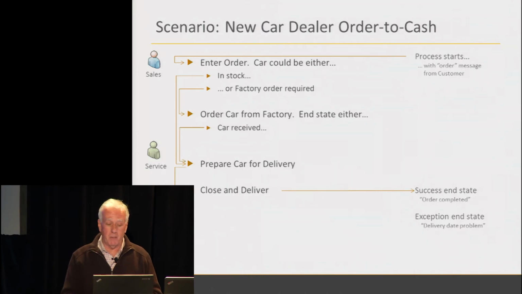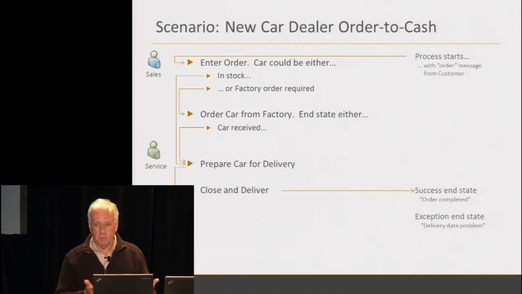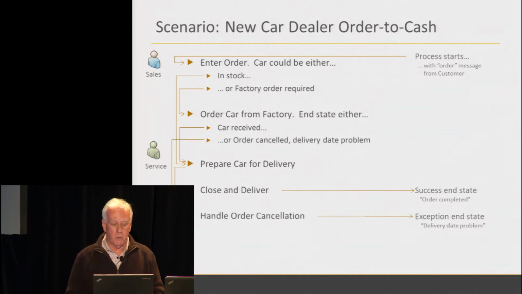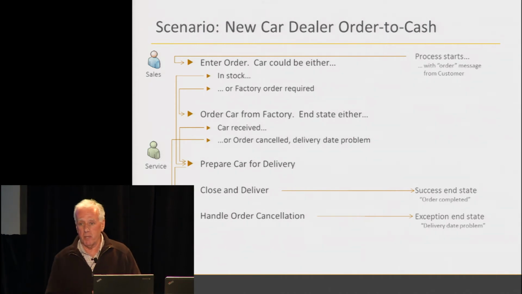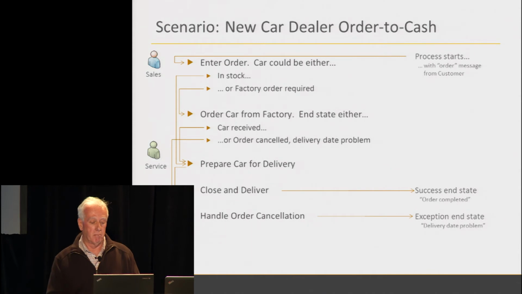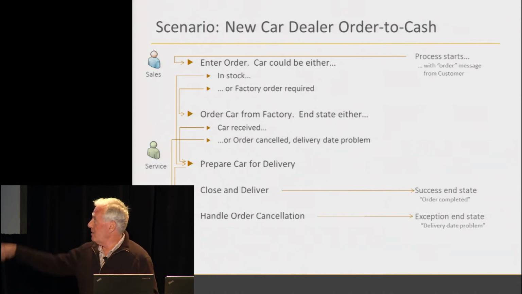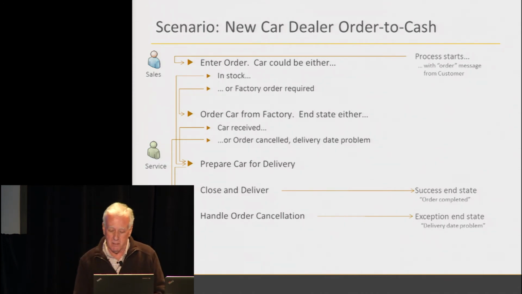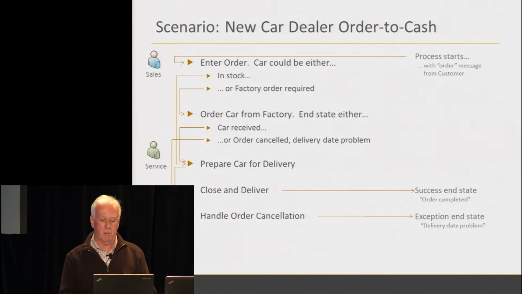And as a result of that, we wait for the car and we receive it, after which we prepare for delivery and close like before. Or it turns out that there was some production delay from the factory and the customer says, I'm not going to wait, cancels the order, in which case we handle the order cancellation and we end in the process exception end state called delivery date problem.